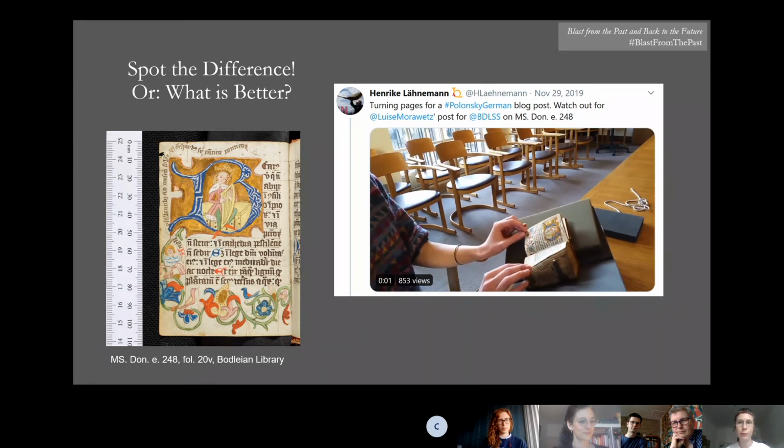The first case study will be presented by Natascha, who is in the last year of her DPhil in Oxford, and will give you some insights on her work on the media transfer from manuscripts to printed books.